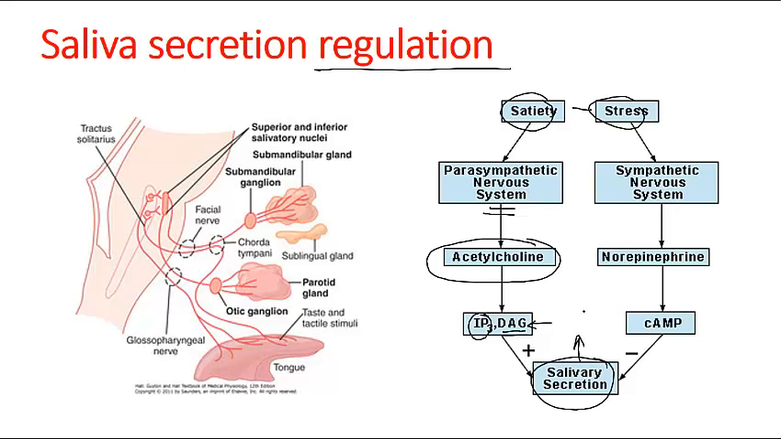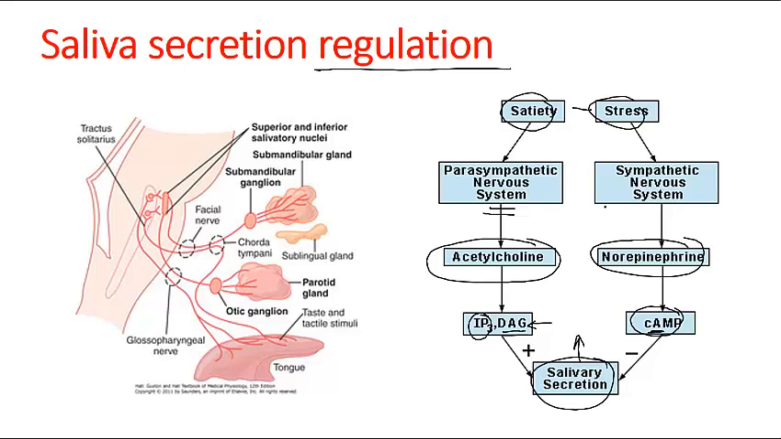While if you are going through any kind of stress, then the sympathetic nervous system will start acting and norepinephrine will be made, which will produce a lot of cyclic AMP, and that will prevent the release of saliva. So mostly the process of salivation is controlled by the autonomic nervous system, both the parasympathetic and sympathetic, as we saw just now.